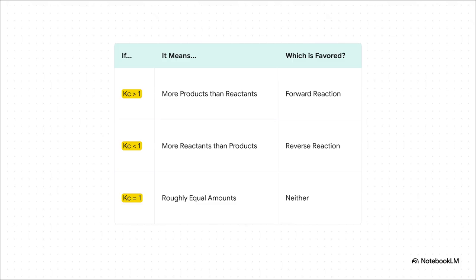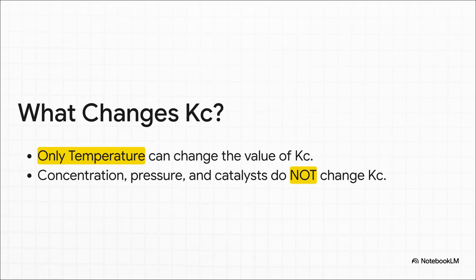You've got mostly reactants hanging around. The reverse reaction is favored. It's that simple. Now, this next point is absolutely critical. There is only one thing, and I mean only one thing, that can change the actual value of Kc for a given reaction, and that is temperature.